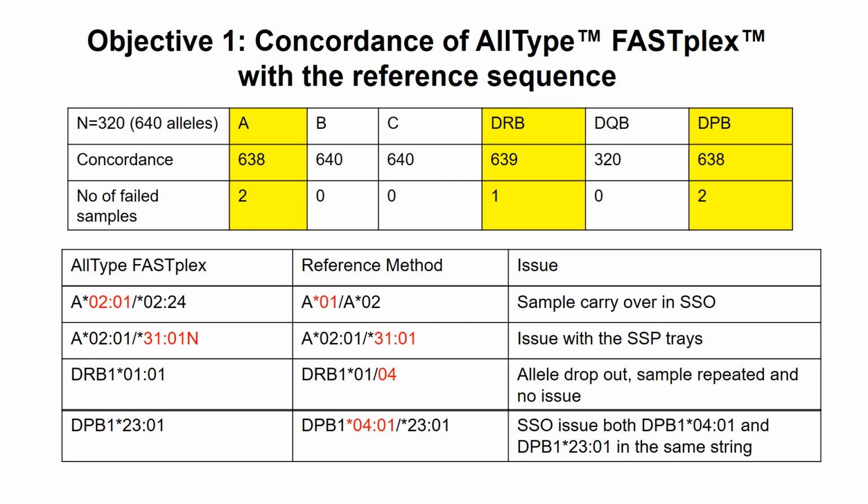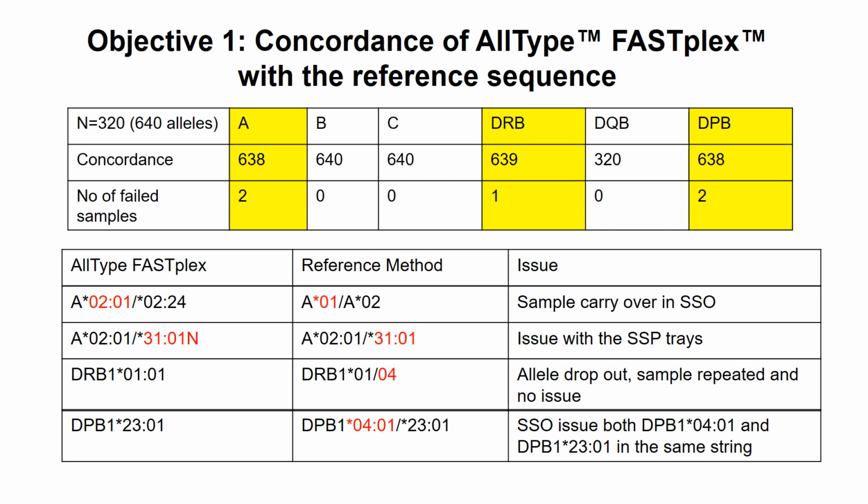The next discordant was an A*02:01, 31:01 null by AllType FASTplex. However, our reference method was not able to detect the null allele. We used SSP, but it was not able to detect the null allele. When we investigated further and repeated the typing using an alternative NGS method, we found that it's actually agreeing with the AllType FASTplex, which is 02:01 and 31:01 null.